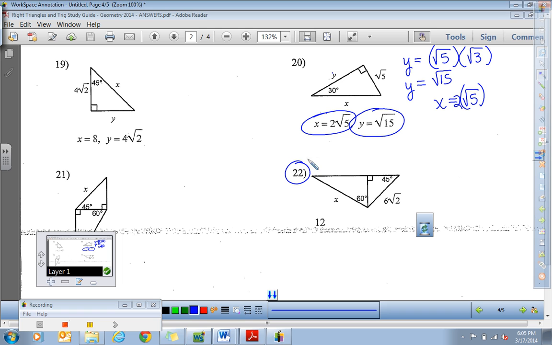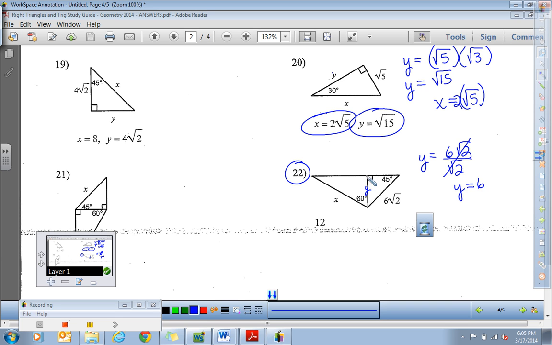Number 22, we start with a 45, 45, 90 and a 30, 60, 90 triangle. We want to find x, the hypotenuse of the 30, 60, 90, but we know no other sides on this triangle. So we have to start with the 45, 45, 90. We are given the hypotenuse. We need to find this leg. We'll call this y. And the way we find y is to go from the hypotenuse to a leg. You take 6 times the square root of 2, and you divide by the square root of 2. So y is equal to 6.